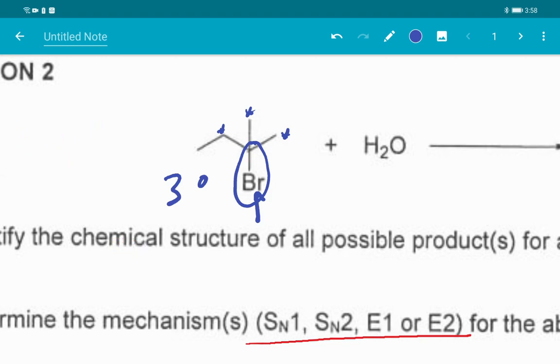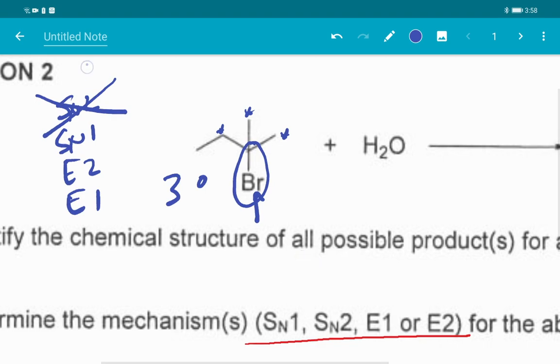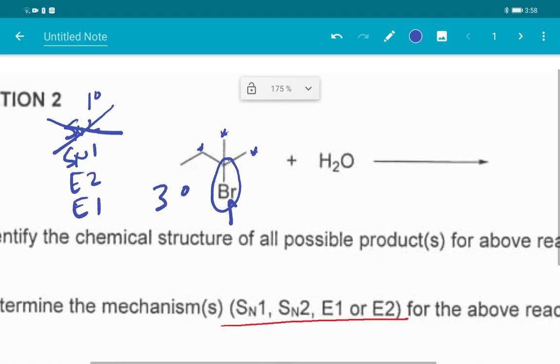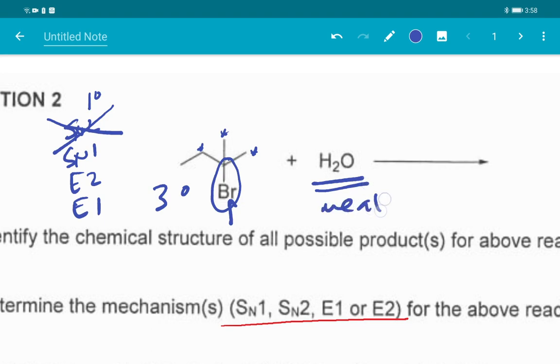So, for the possibilities between SN2, SN1, E2 and also E1, we can immediately cancel out SN2 because SN2 prefers the primary alkyl halide. So this leaves us with SN1, E2 and also E1. To confirm the mechanism for this reaction, we need to further check the nucleophile that we're using. In this case, we are using water. Remember, water is an example of a weak nucleophile and base. Therefore, we can cancel out E2 because E2 requires a strong base. The reaction of E2 is affected by a strong base. Therefore, it leaves us with the reactions of SN1 together with E1.